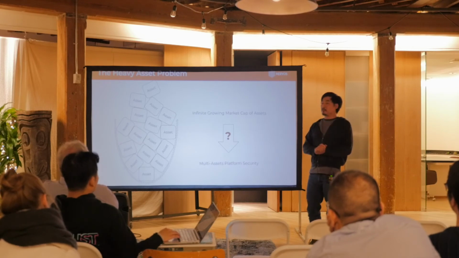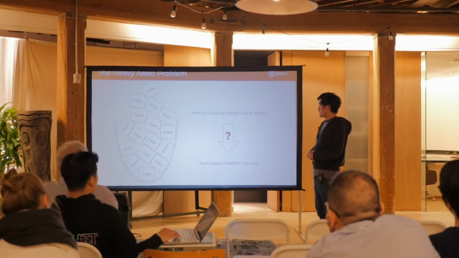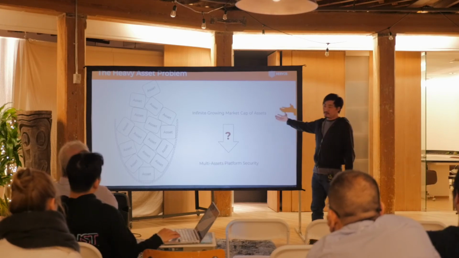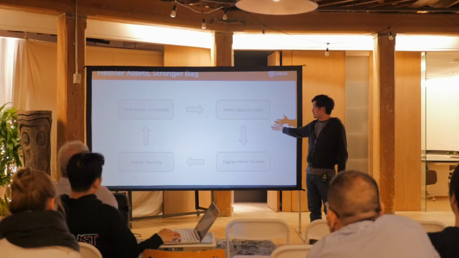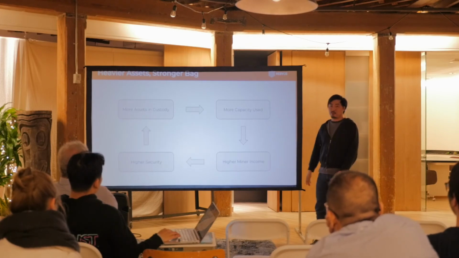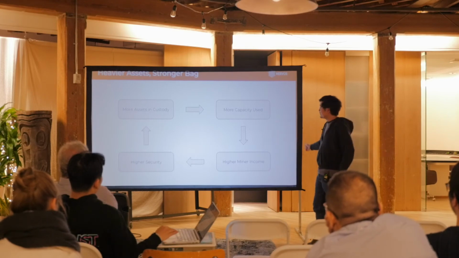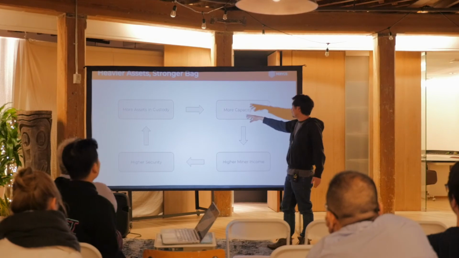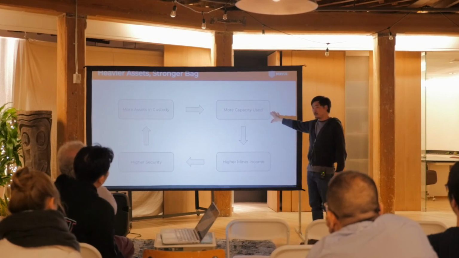Okay, so this is how we protect long-term token holders. Now, the heavy asset problem. This is the same slide I brought from the beginning, right? So how do we solve the heavy assets problem when you have more demand on the assets? More assets in custody, more assets running the platform, that leads to more capacity used, right?